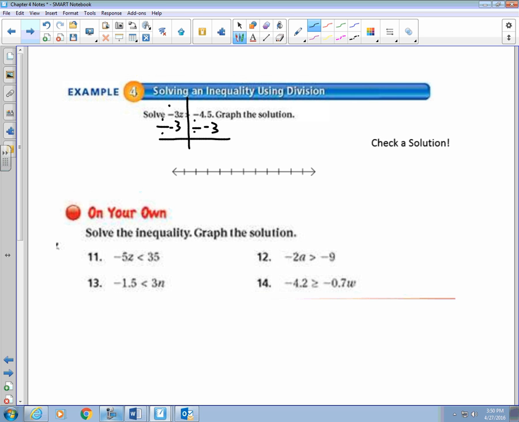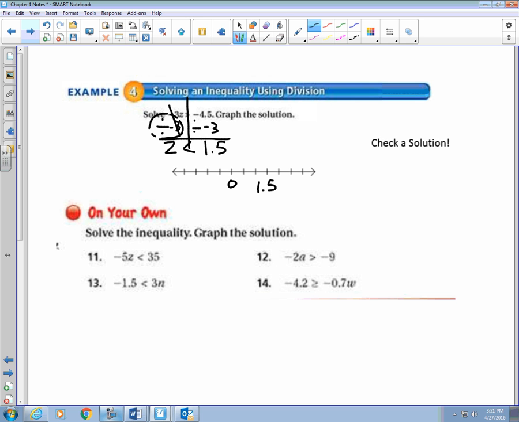Okay, the negative 3's cancel out, but I'm sorry, I notice that I divided by a negative, which means I automatically have to flip my symbol. Negative 3 divided by negative 3 cancels out, so I get z. I got a little bit ahead of myself there. A negative 4.5 divided by a negative 3, negative divided by negative is a positive. 4.5 divided by 3 is 1.5. So my final solution is z is less than 1.5. Any number less than 1.5 should make this true.